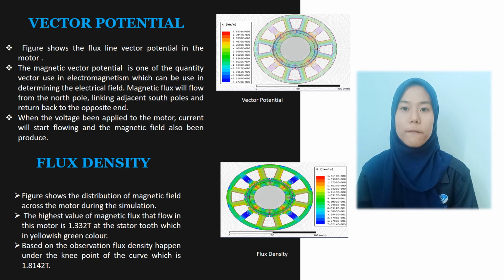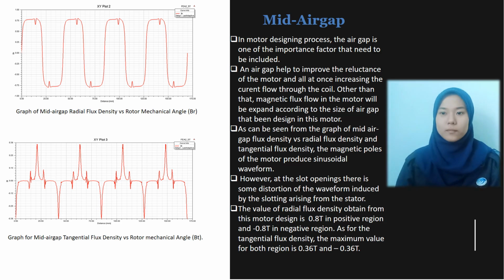Next, in terms of flux density, the figure is shown above. The figure shows the distribution of magnetic field across the motor during the simulation. The highest value of magnetic flux that flows in this motor is 1.332 Tesla at the stator tooth, which is in yellowish green color. Based on the observation, flux density happens under the knee point of the curve, which is 1.8142 Tesla.